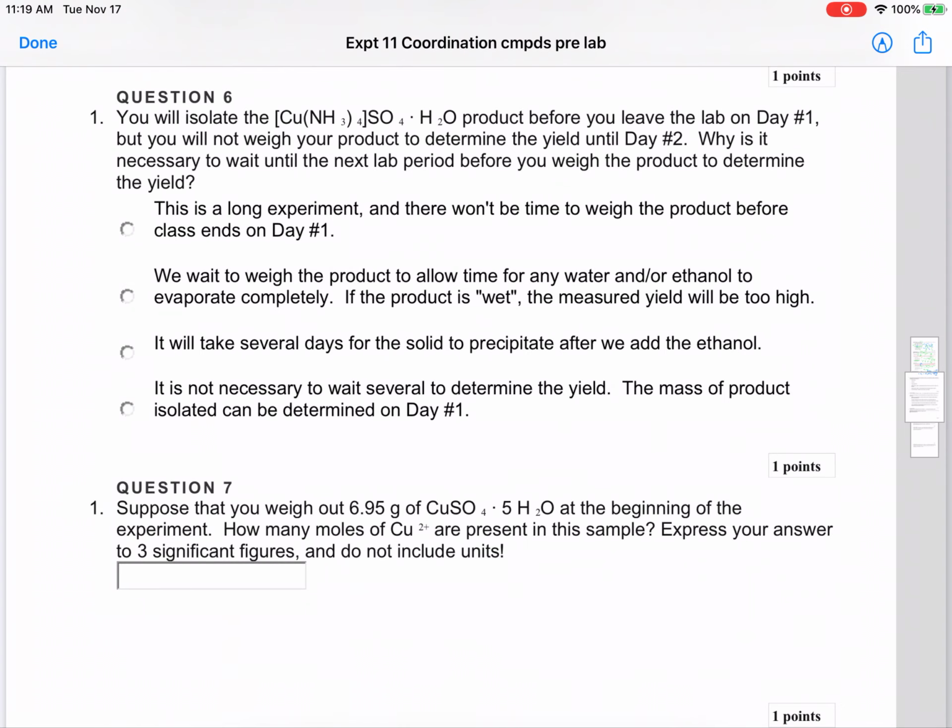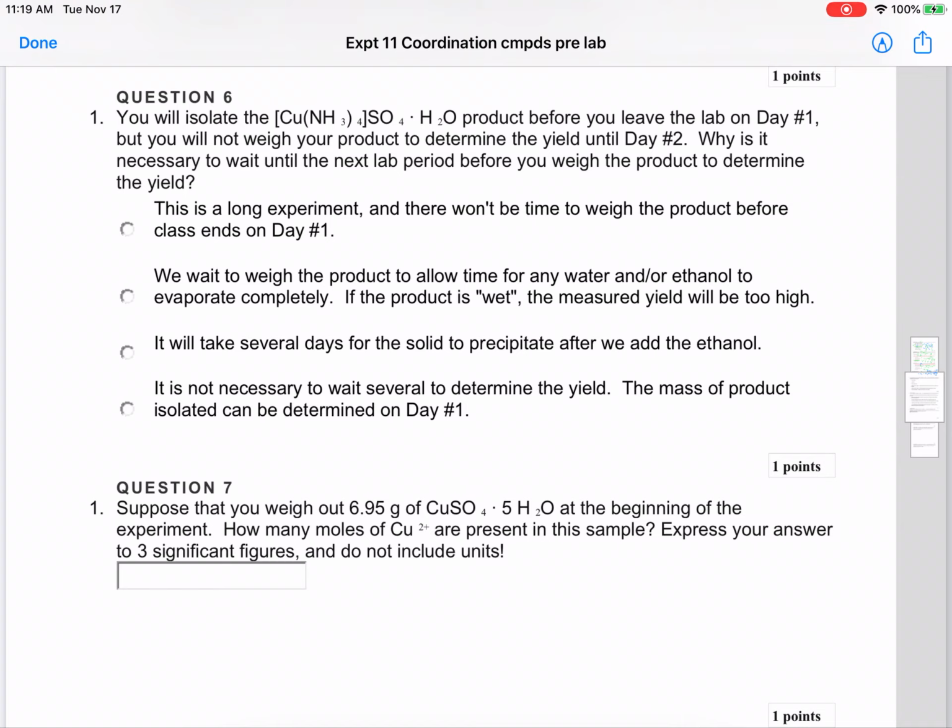Question number 8. You will isolate copper amine sulfate before you leave the lab on day 1, and then you come in day 2 to get the mass. Why do you need to do that? Again, you can read the choices. This is a long experiment and you want time to weigh the product before class ends.